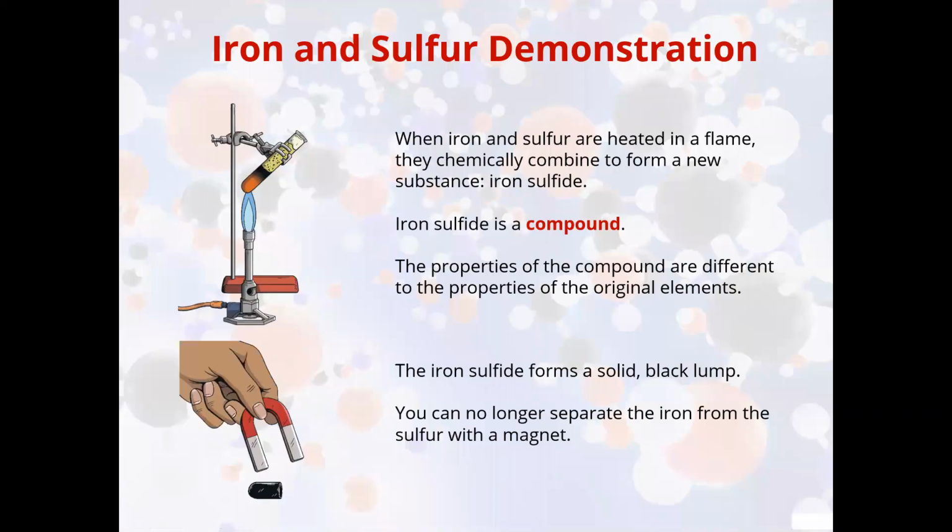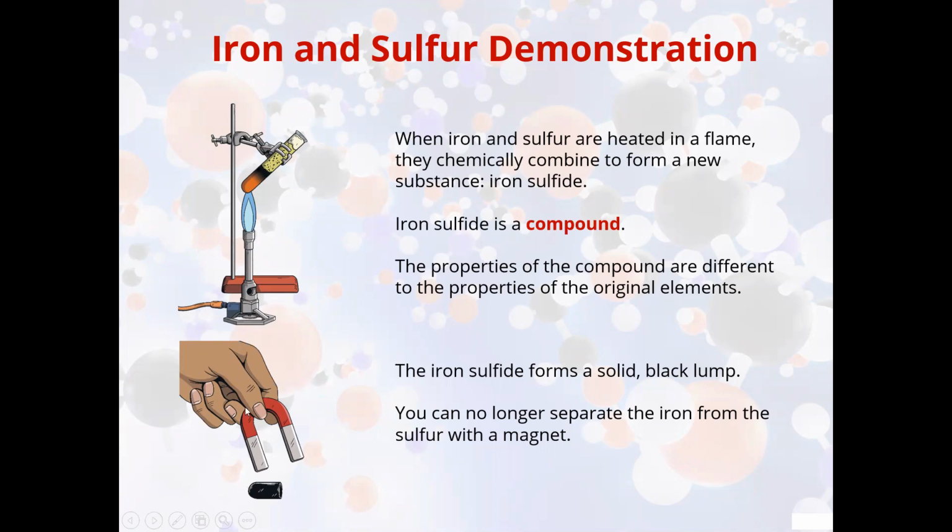That was looking at iron and sulfur, mixing them under normal conditions, so room temperature, no heat being applied or anything else. But if you now put your iron and your sulfur in a test tube and heat it up, they then chemically combine to form iron sulfide. So by applying heat, you have now created a compound. And remember, a compound is when two substances chemically combine, and the properties of the compound are different to the properties of the original elements.